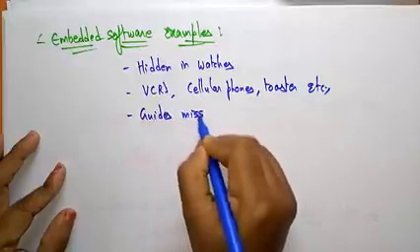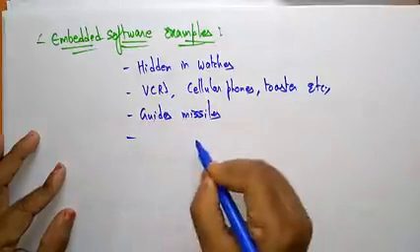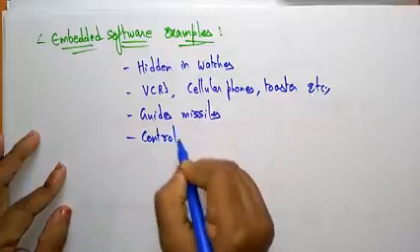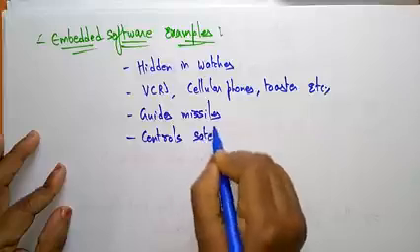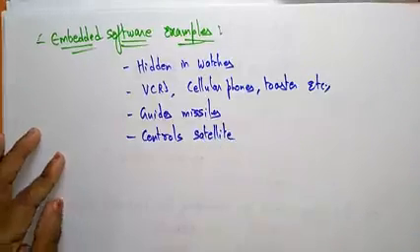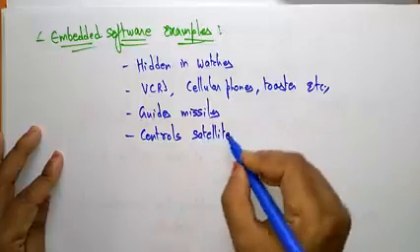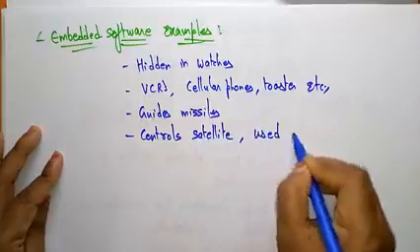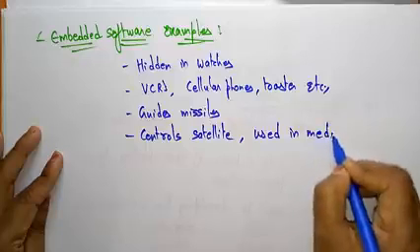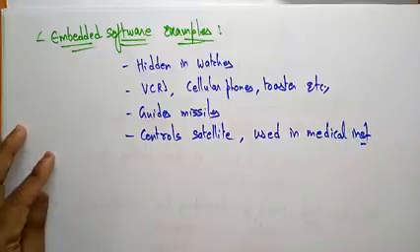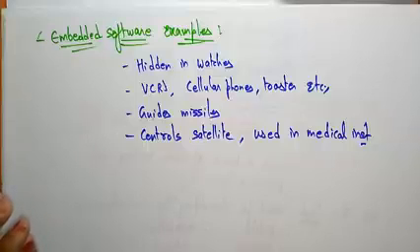missiles, and it controls satellites also. This embedded software is designed to control the satellites and is used in medical instruments. So these are all the different embedded software examples.